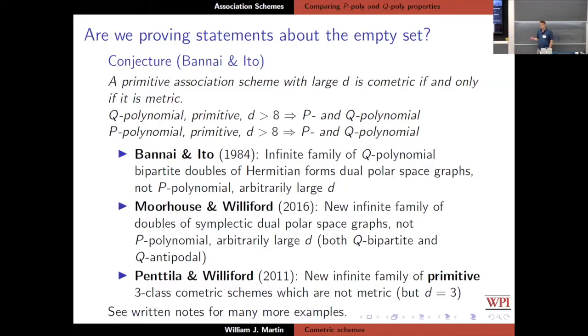In terms of primitive Q-polynomial schemes, Penttila and Williford introduced in 2011 an infinite family of 4-class imprimitive schemes, and then they found inside those an infinite family of primitive schemes, which are Q-polynomial, they're not P-polynomial, and they're not duals of P-polynomial schemes. So there's an infinite family of primitive schemes, which I think is very important. In the written notes, I've mentioned all the examples I know, and I think I'll stop there, just to let you know we're not talking about the empty set.